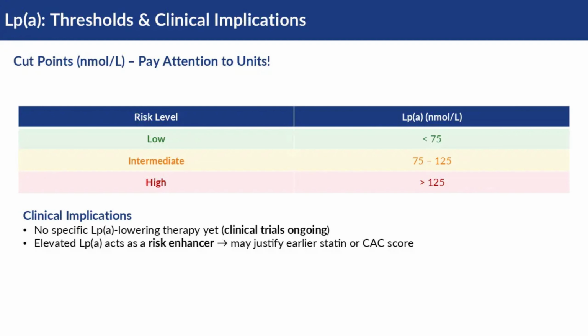Many labs report LPA in nanomoles per liter, with cut points generally considered low at less than 75, intermediate between 75 and 125, and high at greater than 125 nanomoles per liter. While there is currently no specific therapy to directly lower LPA, clinical trials are actively investigating new treatment modalities. An elevated LPA acts as a significant risk enhancer, which can justify earlier statin initiation or intensification and prompt consideration of a coronary artery calcium or CAC score in otherwise borderline patients.